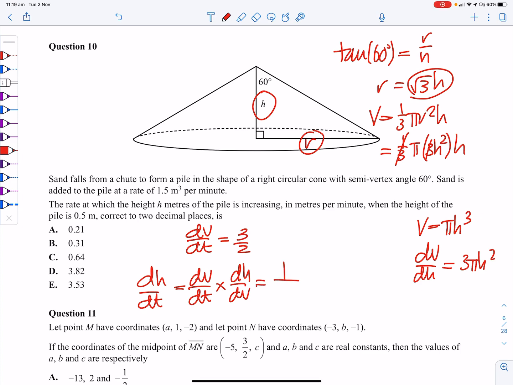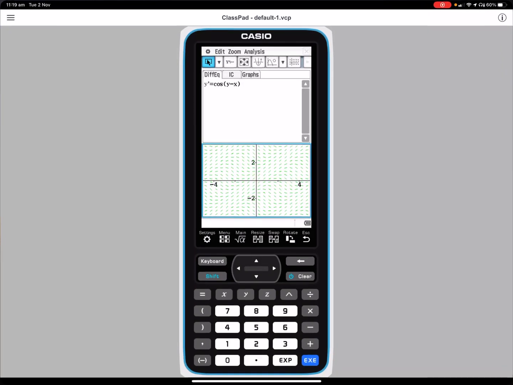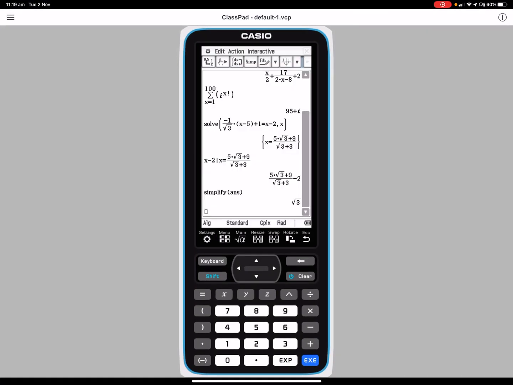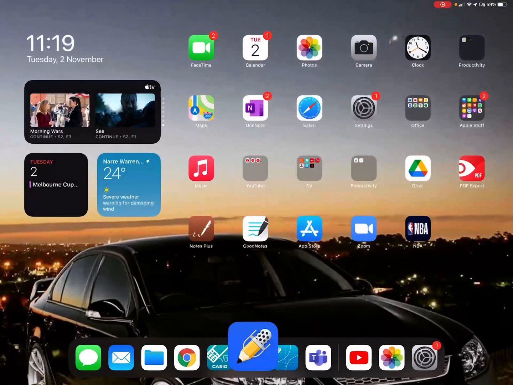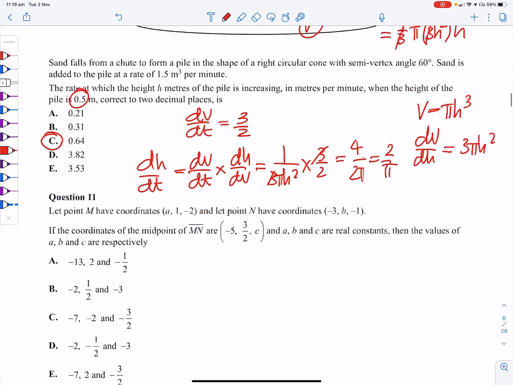So we've got to reciprocate that, 1 on 3 pi h squared multiplied by 3 on 2. They cancel. So we get 1 on 2 pi h squared. H is a half. If I put a half into that, I get divided by a quarter, which is the same as multiplying by 4. So I get 2 over pi. Go back to our main screen. 2 divided by pi, I don't know why they didn't give an exact answer, to be honest. 0.6366, 0.64.